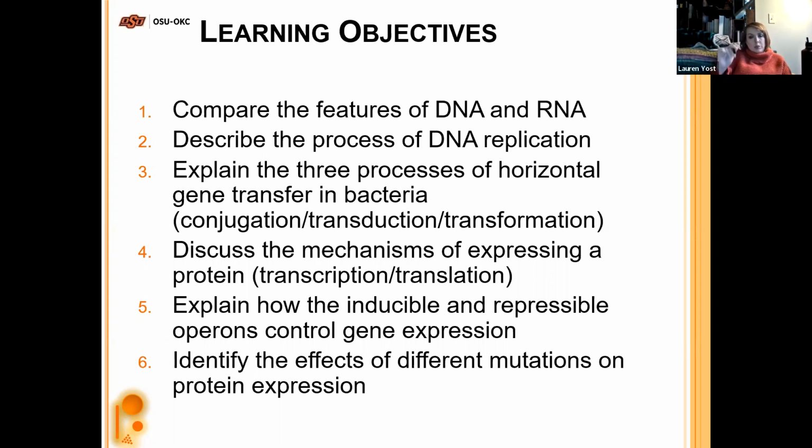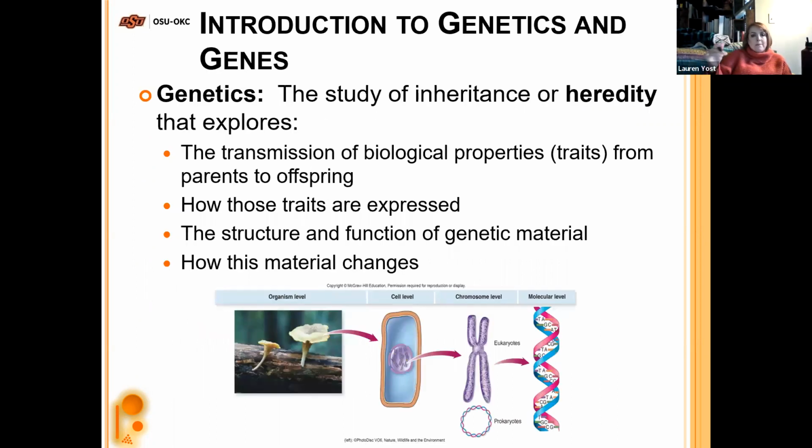We'll talk about inducible and repressible operons. Basically, an operon is like a system of genes that depend on products as far as whether they're turned on or turned off in bacteria. And then we have the effects of different mutations on protein expression. So literally what happens whenever things go wrong, if there's a change in the DNA that shouldn't be there.